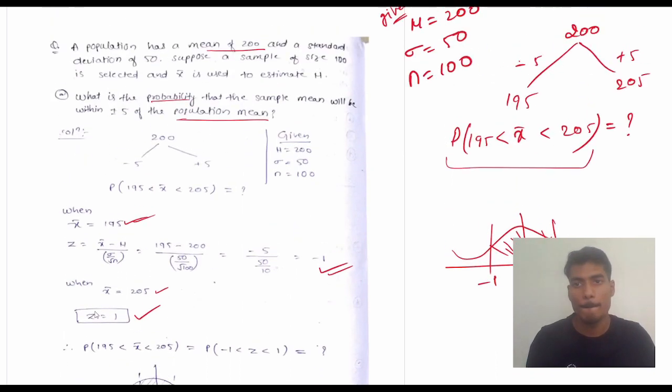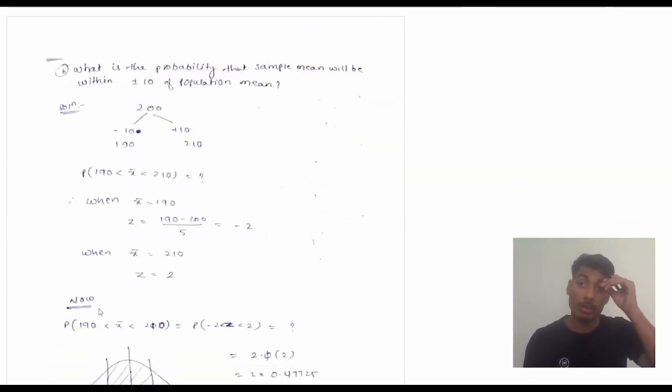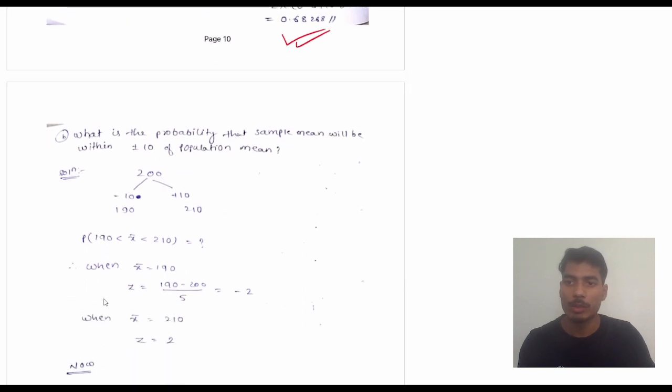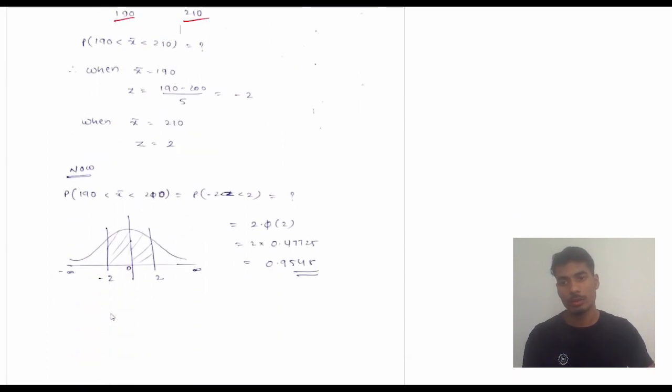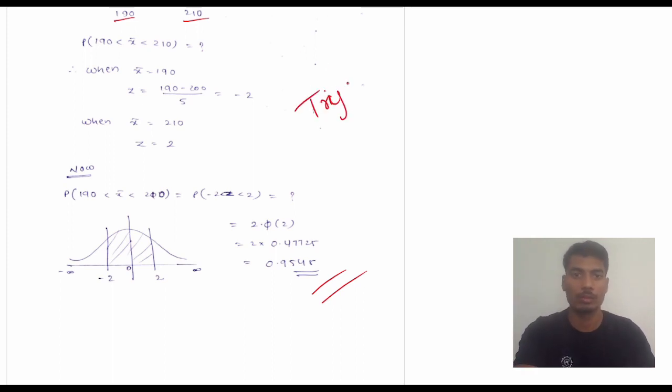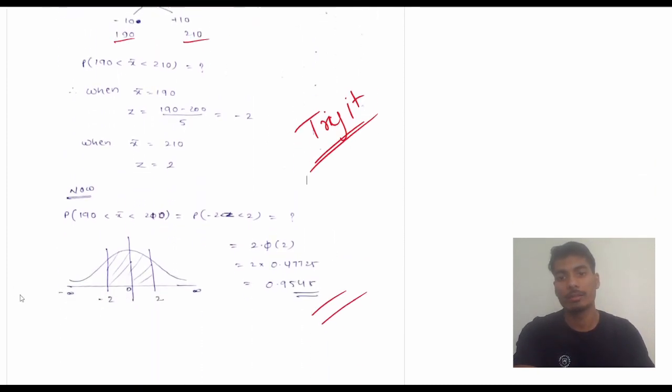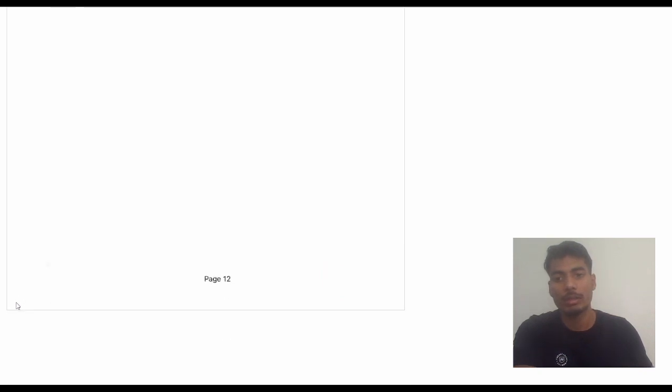Now see this problem. Same problem only. In place of plus or minus 5, here they will write plus or minus 10. If you do minus 10, you get 190. If you do plus 10, you get 210. After solving this, you get the answer. This is easy, the same question only. You have to try it once. In place of 5, they write plus or minus 10. Okay, this chapter, this topic is completed. Thank you.